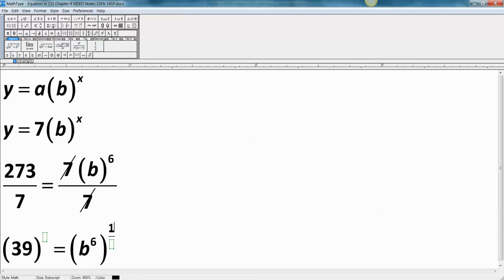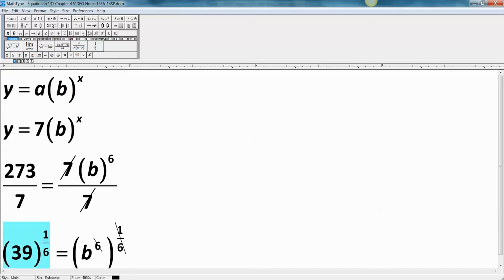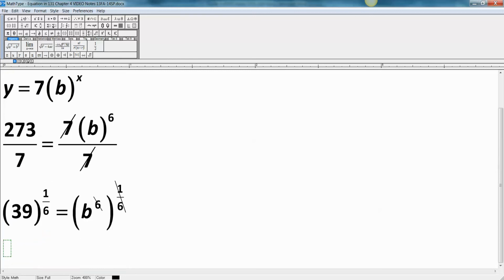Because if I take 1/6 times 6, because these powers get multiplied, a power to a power, you multiply the powers. And a 1/6 times a 6 is going to become 1. So it's going to become b to the 1 over here on this side. But of course, if you do it to the right-hand side, you have to do it to the left-hand side. So we're going to need to take 39 to the 1/6 power. That'll be what b is. So b equals 39 to the 1/6.